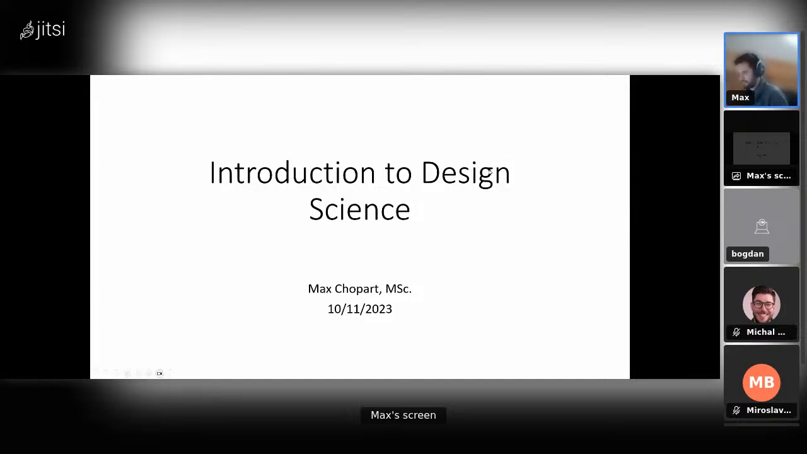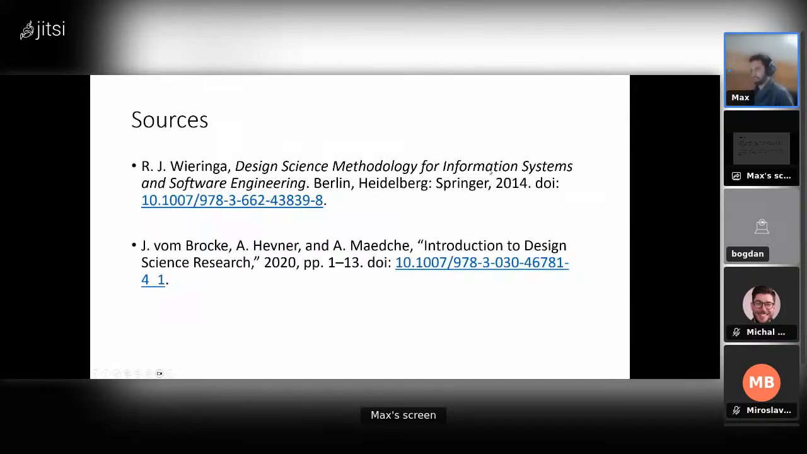For the sources for this presentation, I read this book, The Design Science Methodology for Information Systems and Software Engineering by Wieringa, and the Introduction to Design Science. I will talk a little bit about it at the end of this presentation. But if you really want to read more about this topic, I really encourage you to read about this.